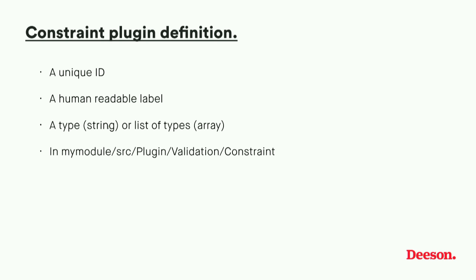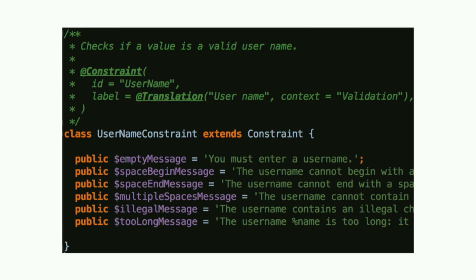It doesn't really require a type. More on that in a second. Or a list of types that it supports. And, well, like any plugin, you put it in my module source plugin validation constraint. That's where you should put it. So it looks kind of like this.